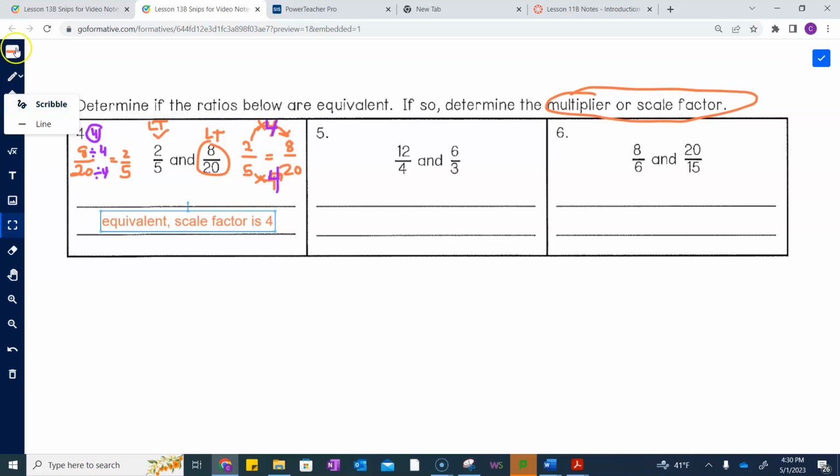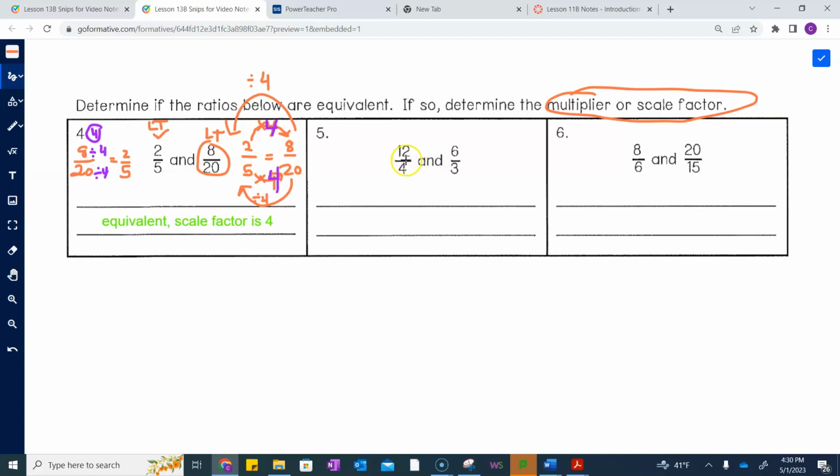Some of you may have thought of going the other way. What can I divide 20 by to get 5? And what can I divide 8 by to get 2? And the answer is 4. So even if we go the other way, we're finding the factor versus the multiplier, but they're the same number.